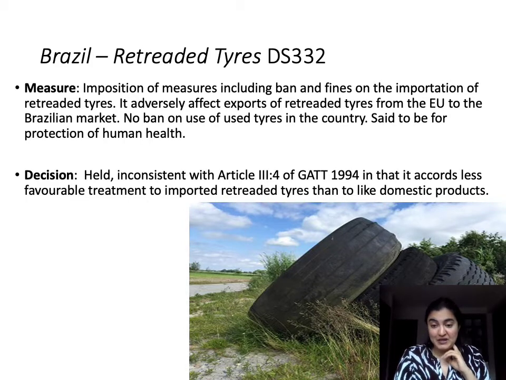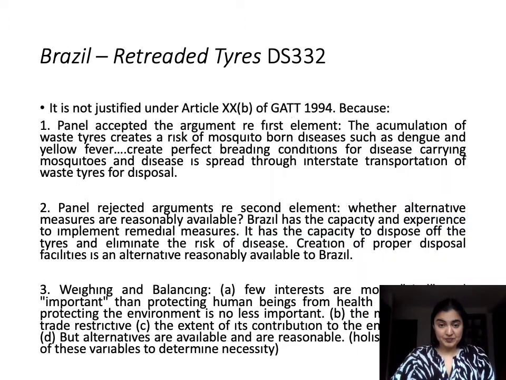Clearly, there is no doubt that this amounted to a violation of Article 3.4, because it's a requirement that provides less favorable treatment to the imports, and the imports are like products. Used tires, imported or domestic, are like products, right? So it was a clear violation of Article 3.4. But the real question was whether Brazil can invoke Article 20b. So the panel accepted the arguments of Brazil regarding the first element of Article 20b.